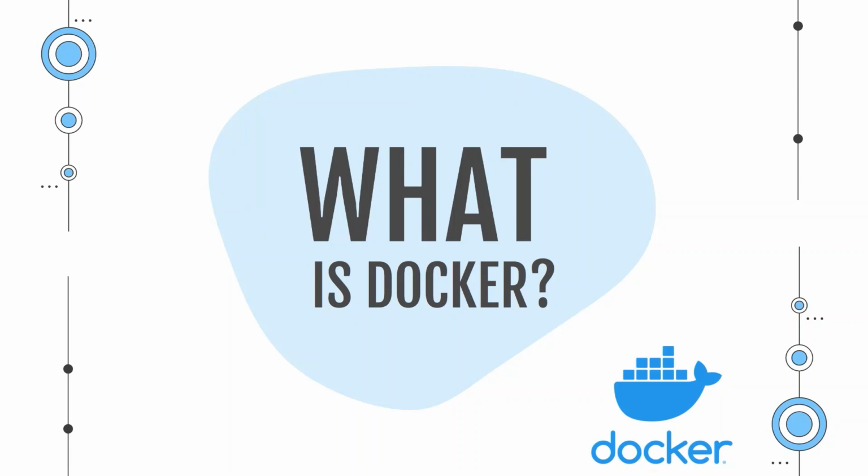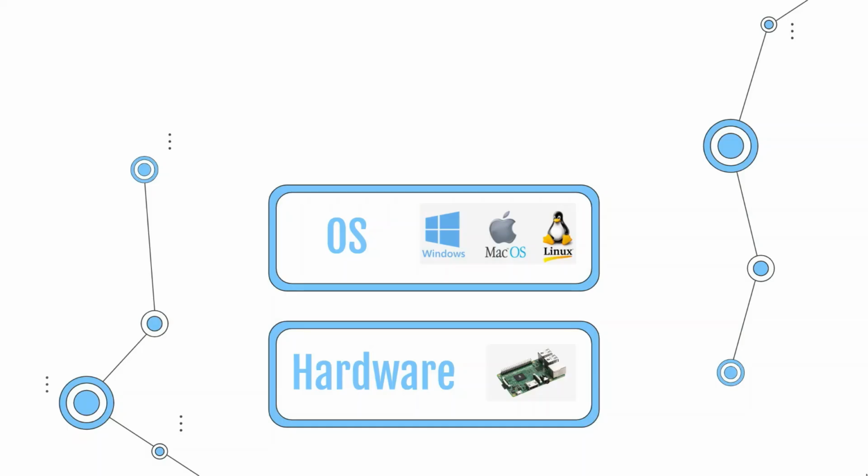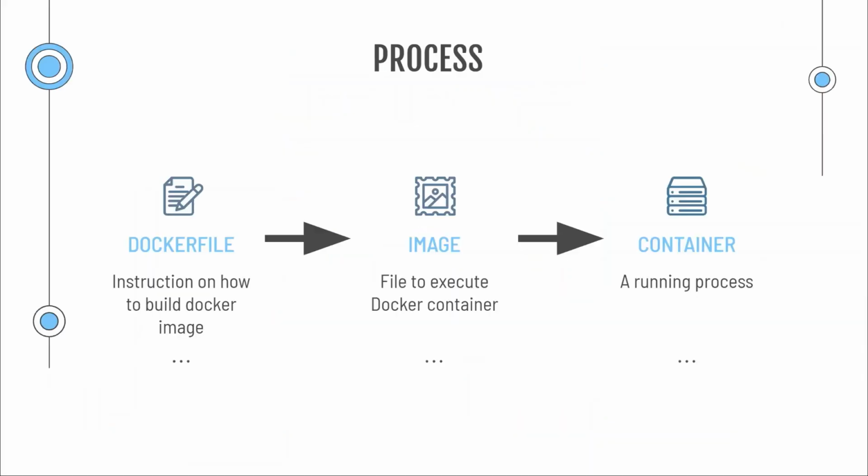Now, what is Docker? Docker is basically a tool to help us package our software so that it can run on any hardware. To Dockerize our application, the process goes like this. First, the developer writes the application and also writes the Dockerfile. The Dockerfile provides the instruction on how to build the Docker image and also the instruction on the environment setup. Then it builds the image, and the image is basically a file to execute the Docker container, which is immutable. It cannot be changed. If we want to run our application, we basically start our container, and the container is basically a running process of our application.